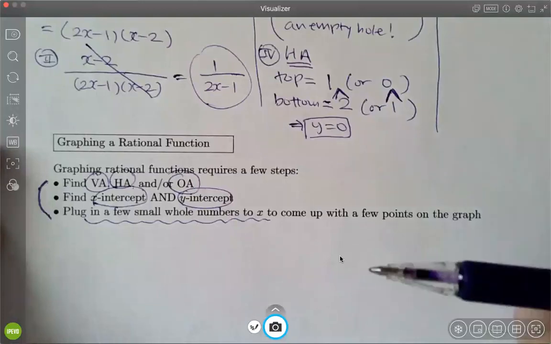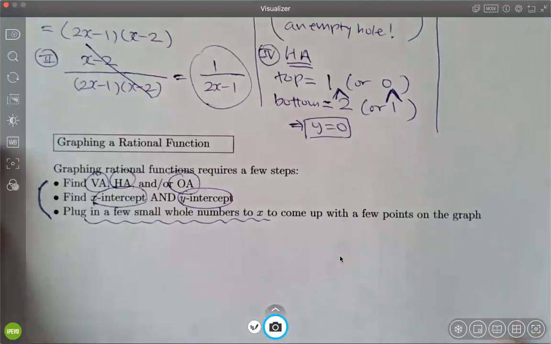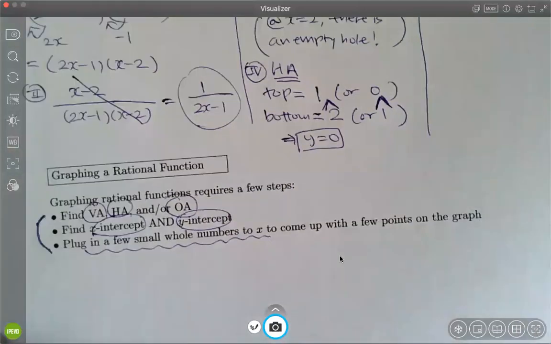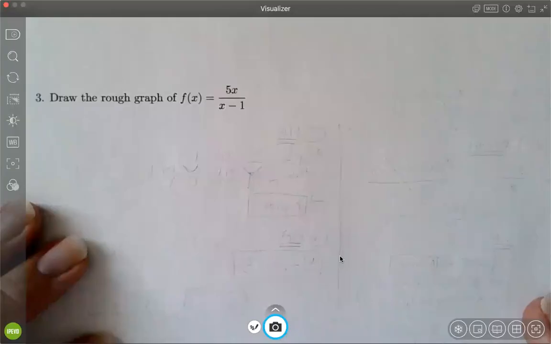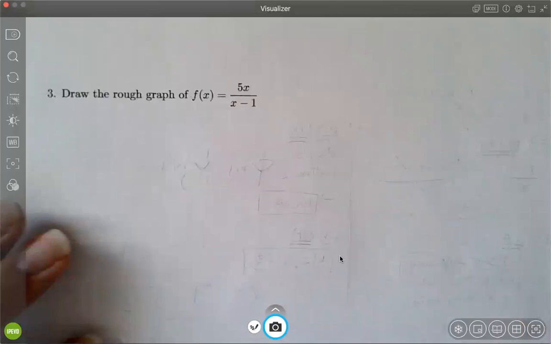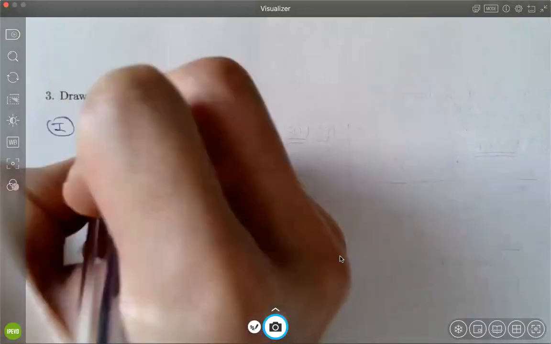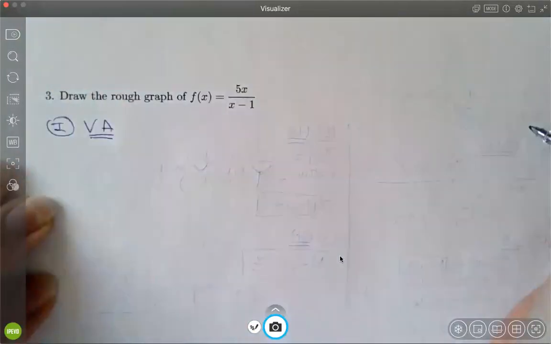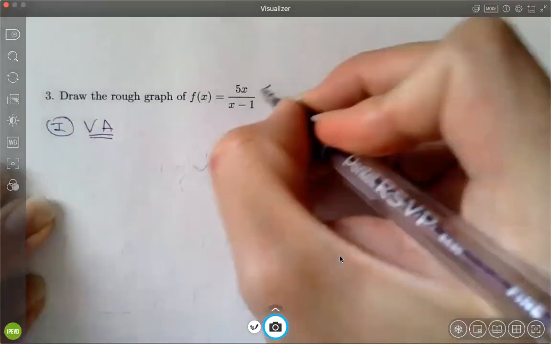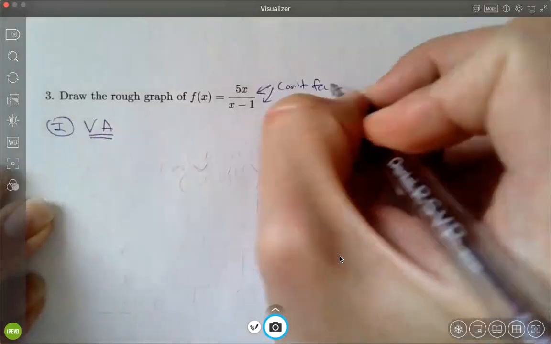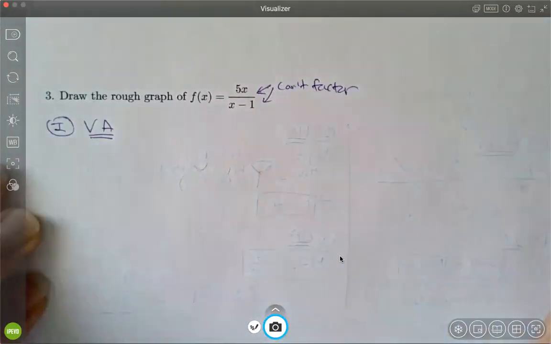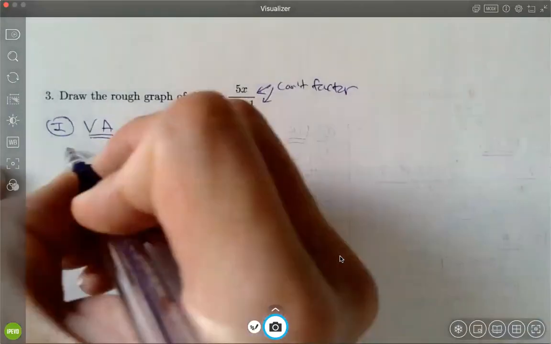Anyways, let's do just one graphing problem, which is on the next page. 5x over x minus 1. Sketch the rough graph. Apparently this is not multiple choice, so we have to do it by hand. Now let's find all of the asymptotes. So the vertical asymptote. First you can easily verify that you cannot factor top or bottom, so there's no common factor obviously. So for the vertical asymptote, you set the bottom equal to 0, so x is equal to 1.